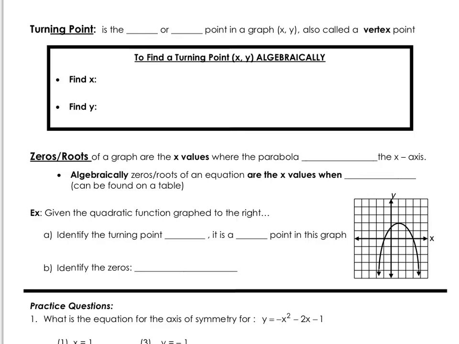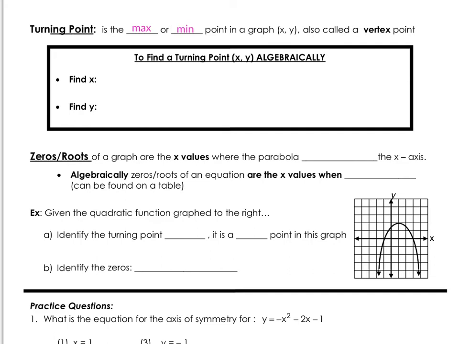The next thing we're going to talk about is the turning point. This is either the max or min point in a graph, and it's written x comma y, and it can also be called the vertex. So turning point or vertex mean the exact same thing. How can we find it?